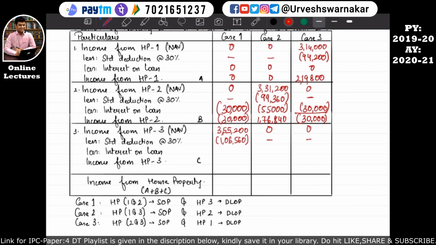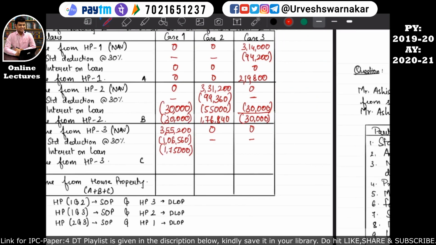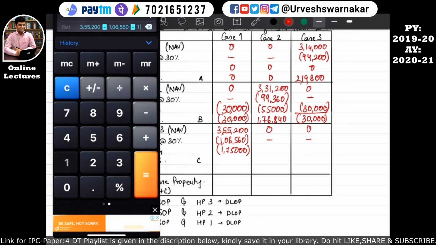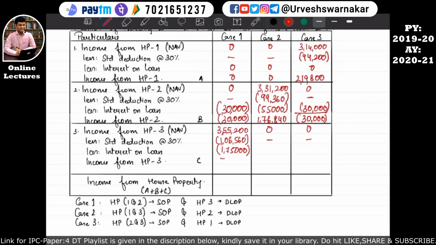So we will feed the details. Since the house property number 3 in case number 1 is a DLOP, the entire 1,75,000 will be allowed. So the income from house property 3, let me see how much it comes to: 3,55,200 minus 1,06,560 minus 1,75,000, which comes to around 73,640. So this is a positive income.